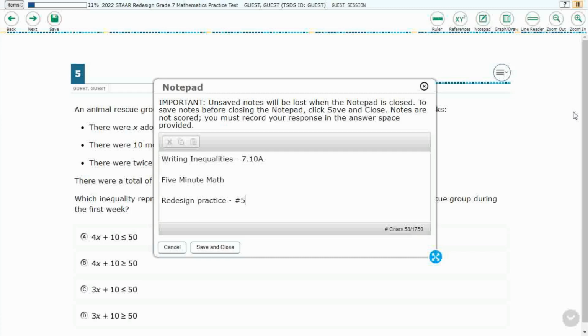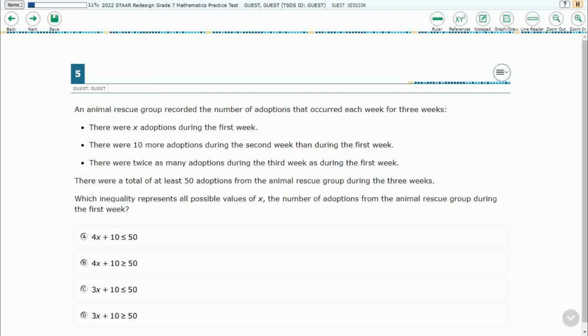Today we are looking at the 7th grade concept of writing inequalities. This is standard 7.10a in the great state of Texas, and we are using item number 5 off the Redesign Practice Online STAAR Test. If you haven't done so already, please go ahead and take a moment to pause the video, work this problem out on your own, unpause it, and we will look at our answers together.